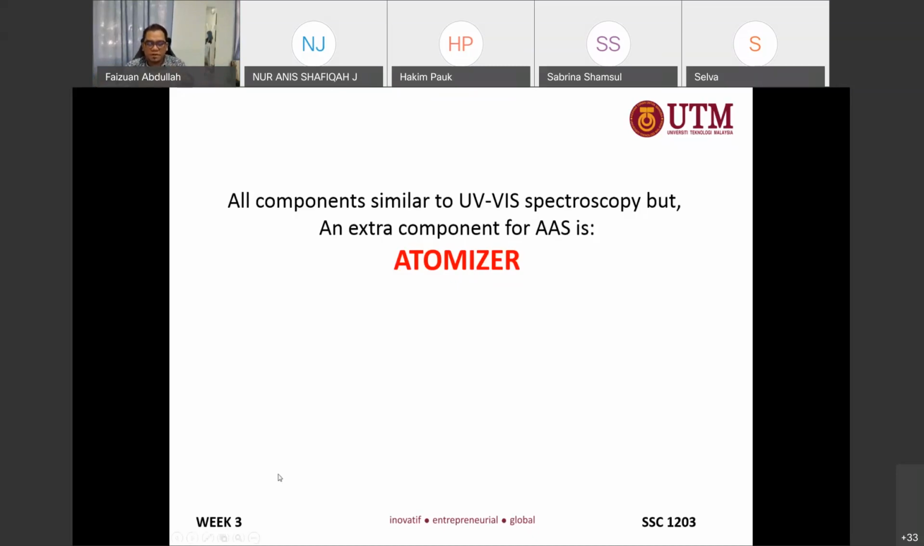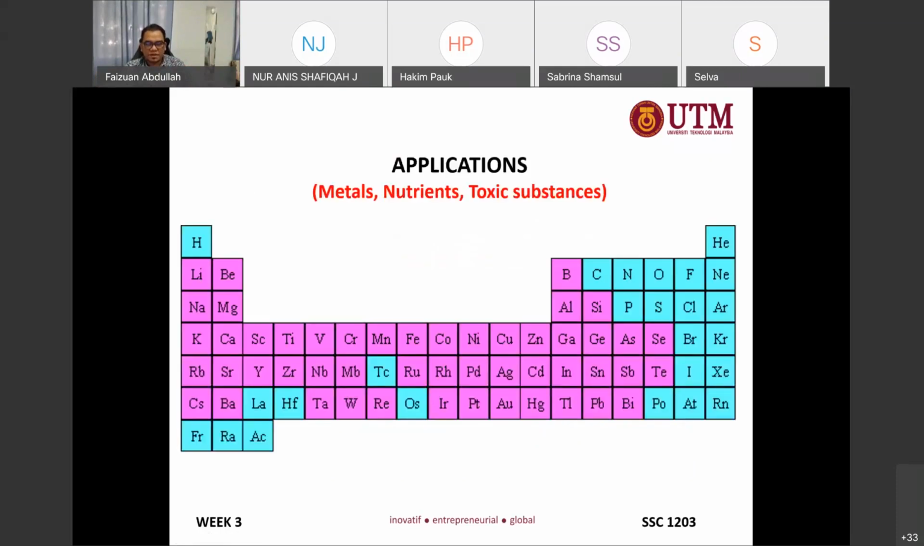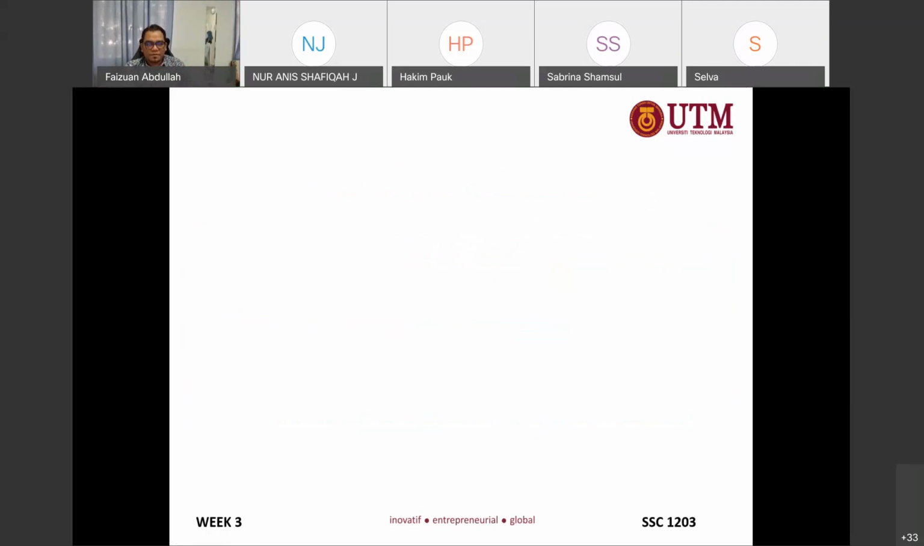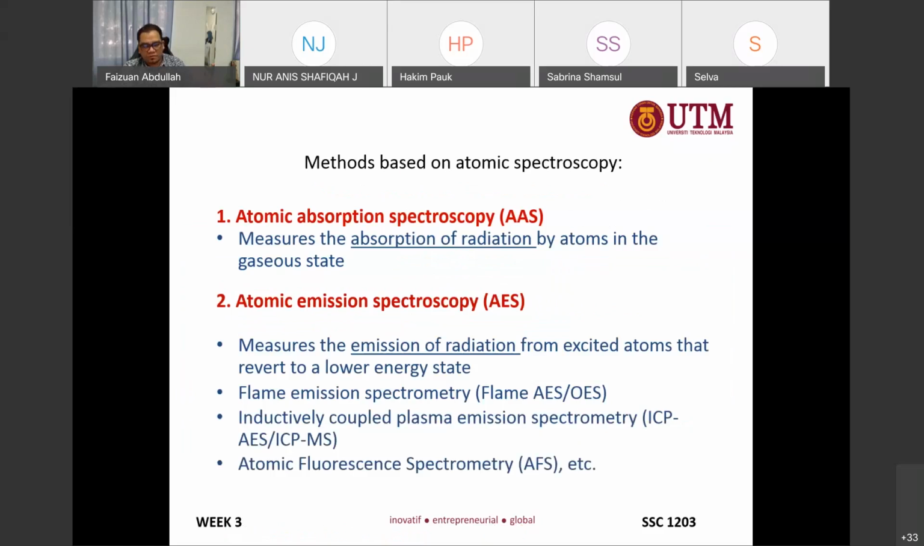Yes. All right. So the application: atomic spectroscopy is important in the analysis of metals, minerals, nutrients, and toxic substances. We have a lot of metals in our periodic table, right? As I told you, the method based on atomic spectroscopy measures the absorption of radiation by atoms in the gaseous state, because we burn the sample and it becomes atomized.